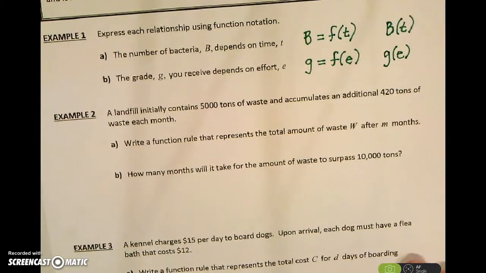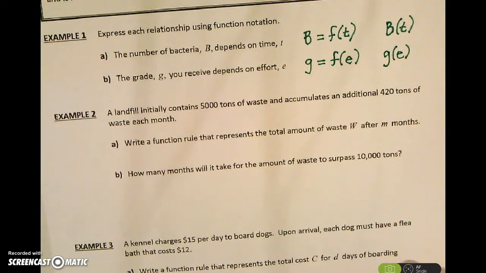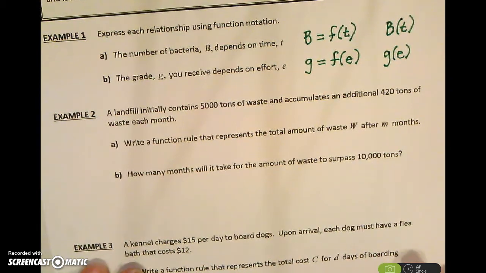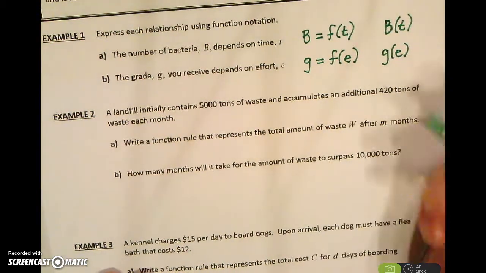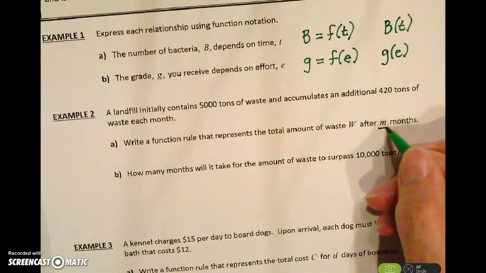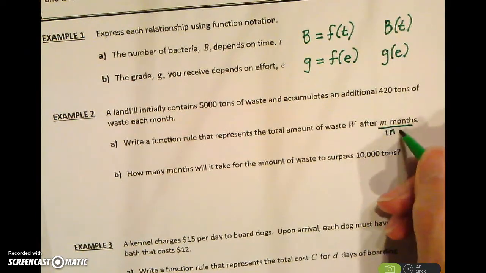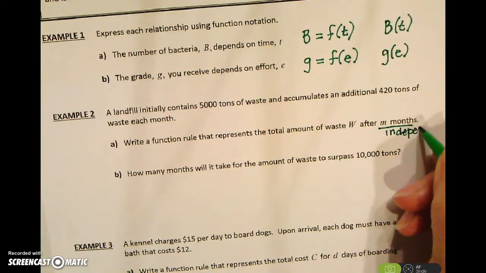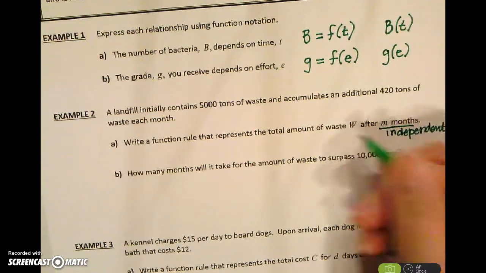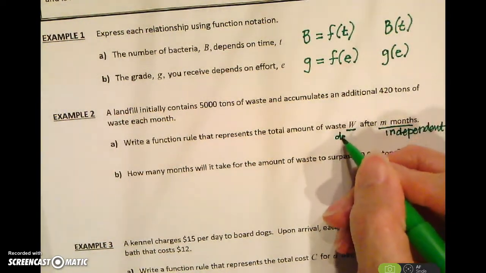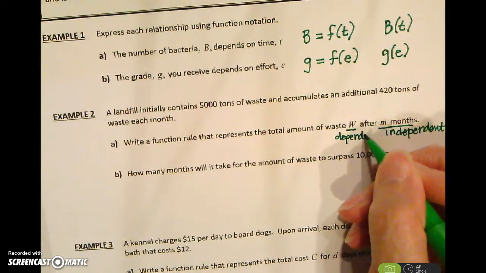Example 2, a landfill initially contains 5,000 tons of waste and accumulates an additional 420 tons of waste each month. Write a function rule that represents the total amount of waste after M months. So we want to write this as a function. So our M is going to be our independent variable, so that's what we're going to plug in, and W is going to be our dependent variable.